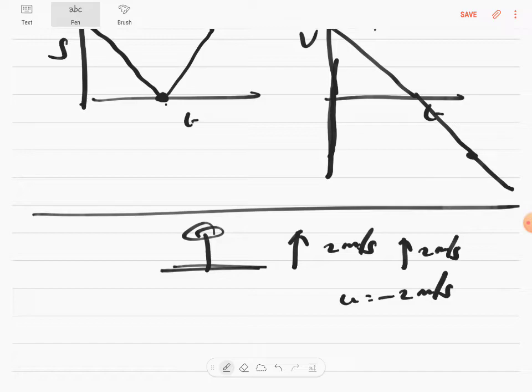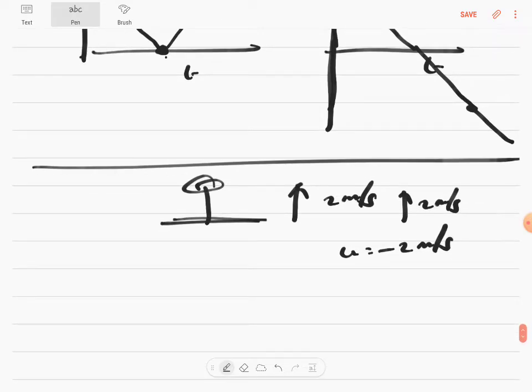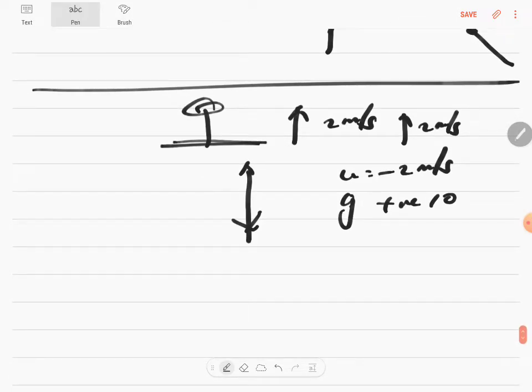U is also the same velocity. The velocity of the helicopter will be the same as the velocity of the food packet. But eventually it's going to come down, so minus 2 meters per second. But the gravity will be positive 10, because the gravity is already acting down, but the velocity is acting up. Yes or no?